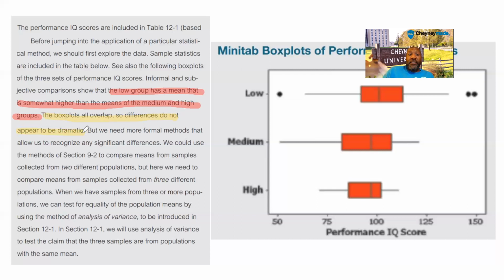What else did it say from this informal and subjective approach? Who else was trying to read? The box plots all overlap, so differences do not appear to be dramatic. Okay. Dramatic, yeah. Now, let me tell you what they mean by overlapping, right? When you're looking at a box plot, you guys might remember this from before. I might have said it before, right?